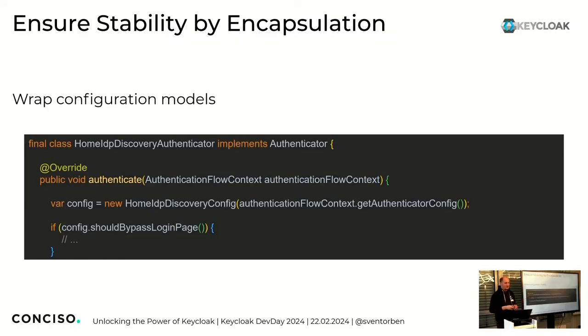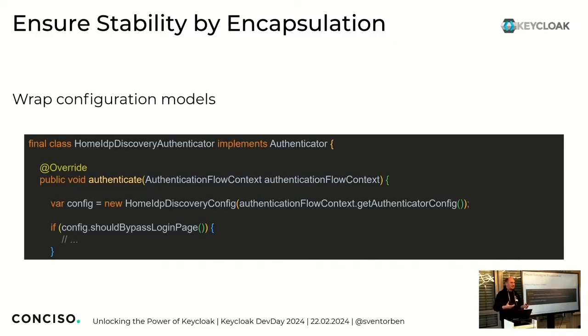So within Keycloak libraries, you always get a kind of context object. Like in this case, when you implement an authenticator, you have this authentication flow context. It basically gives you contextual information about how your authenticator is configured, what is the request the user sent, and things like that. And the first thing I always do is getting, in this case, the authenticator config, and build a wrapper around it. Like in this case, for my home IDP discovery extension, that's basically just a wrapper.